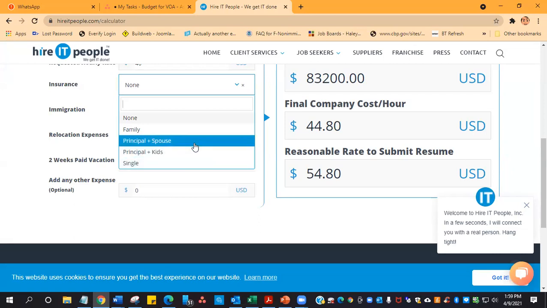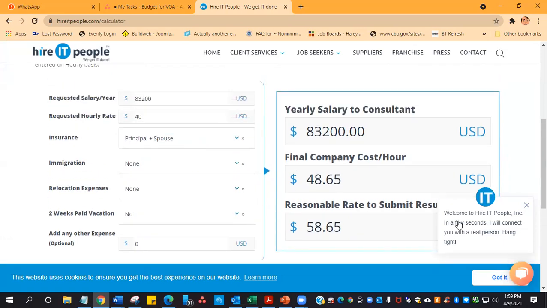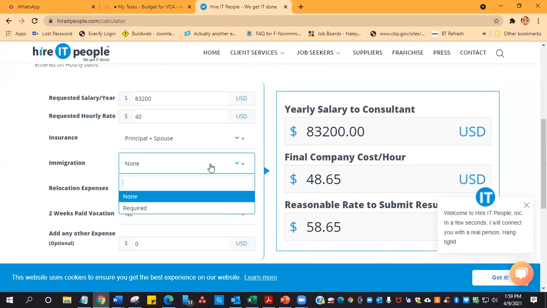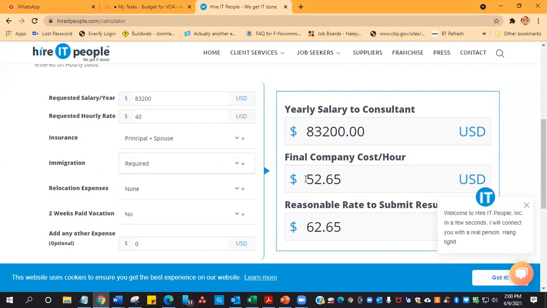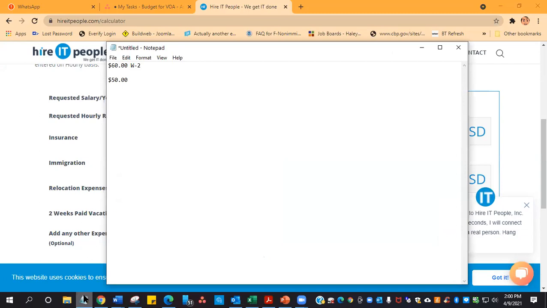So then he says, okay, I'm just husband and wife. Okay, then you check principal plus spouse. It is automatically added to the cost. Oh, now the candidate's W-2 is coming with an H-1B transfer. We have to file a visa, an H-1B visa for him, as we spoke before about H-1B visas being required. Okay, now see, your cost is already at 52.65. Forget about this last one because your account manager has already given you a rate. But let's talk about the final company cost per hour. So $52.